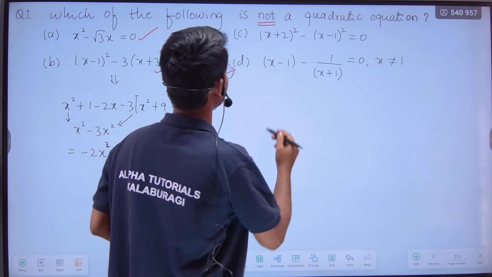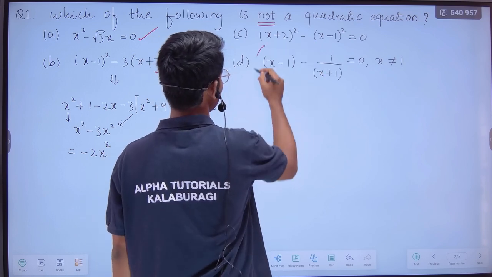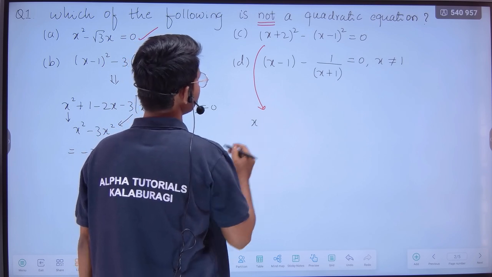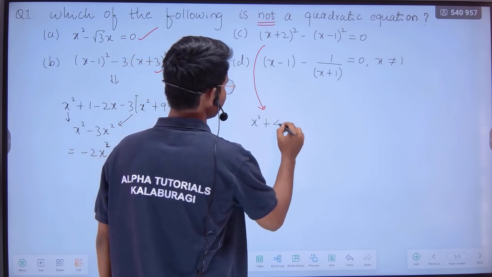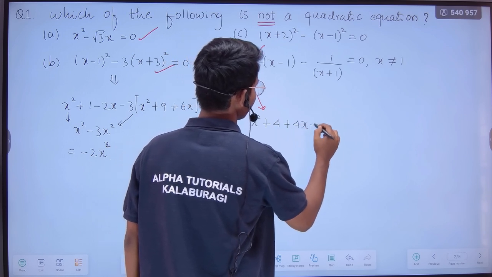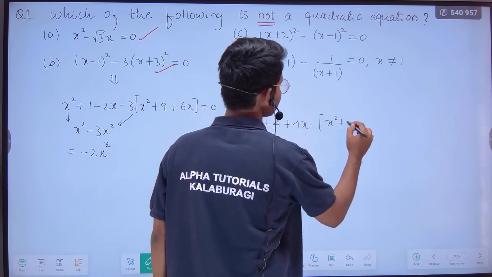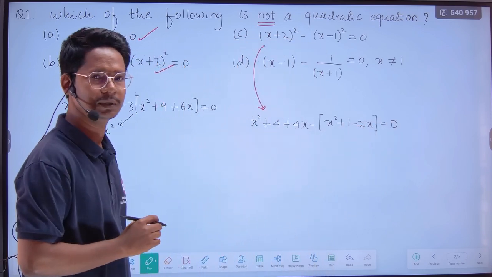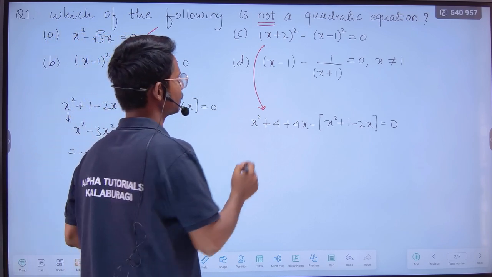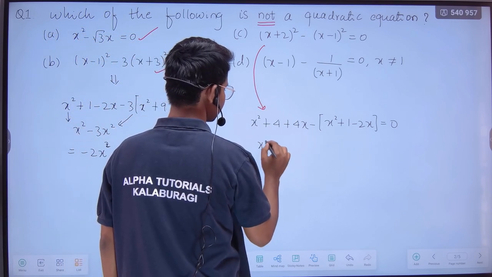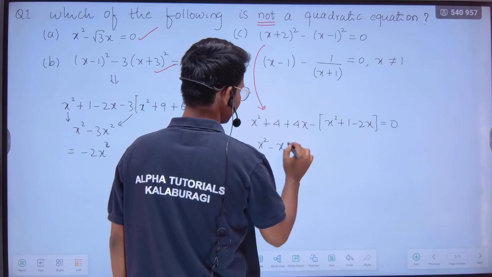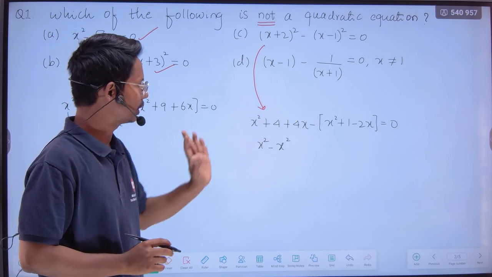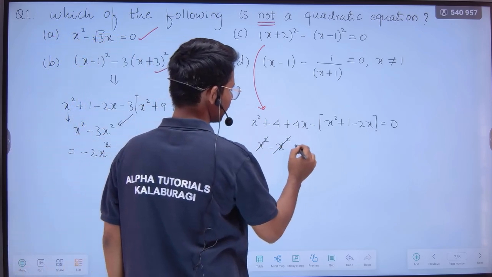Now option C. Yes, again a square plus b square plus 2ab, minus (a square plus b square minus 2ab). Correct? So you need to use algebraic identities. Now you just see the x square term. Here it is x square, and after opening the bracket you will get a minus x square. Is there any x square term? No, I have considered 2 x square terms. So if you see, they cancel and you'll get 0.